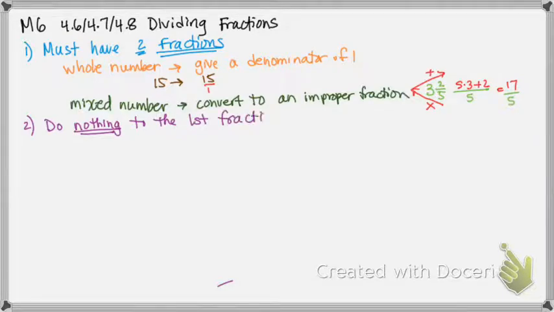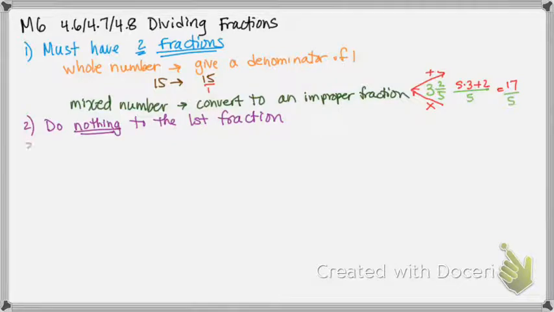Now, remember, if it was a whole number, we changed it into a fraction. If it was a mixed number, we changed it to an improper fraction. So we already have fractions. That's all we have. Okay, so that's the first step. Nothing. I like that being a first step.